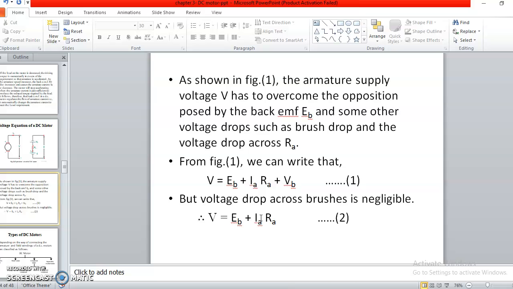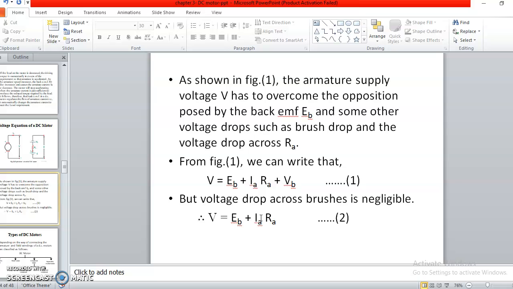So from the figure we can write the voltage equation: V is equal to EB plus IA into RA plus V brush. EB is the generating voltage because of generating action, IA into RA is the voltage drop in the armature, and V brush is the voltage drop across the brushes. This voltage drop is generally considered negligible. So, in general, we can write the voltage equation: V is equal to EB plus IA into RA. So this is all about the voltage equation of DC motor.